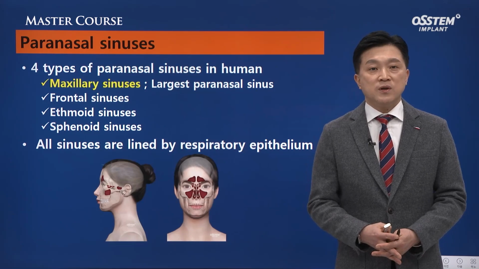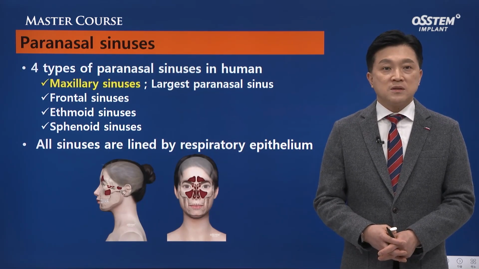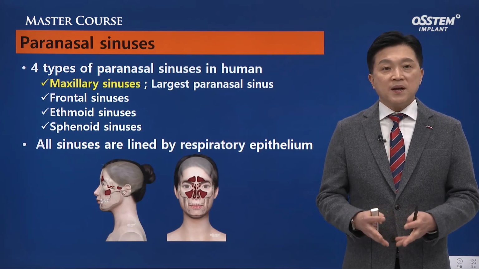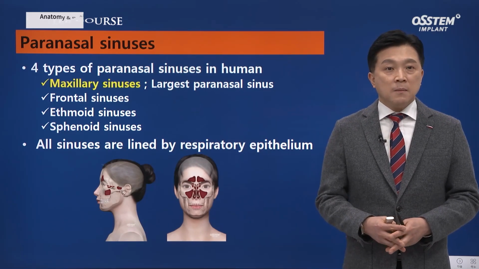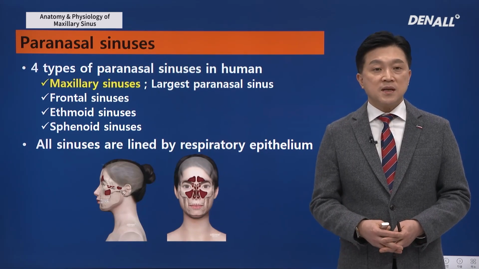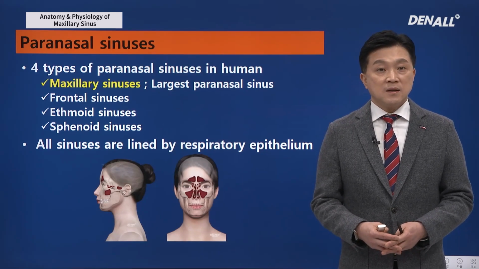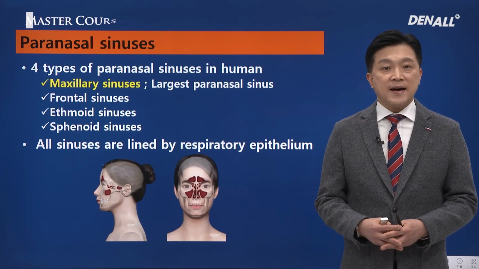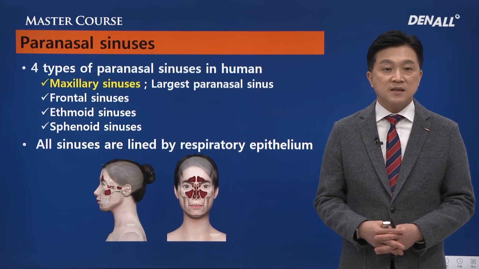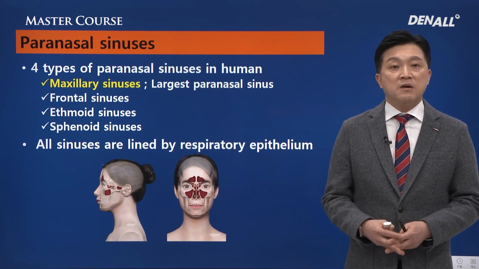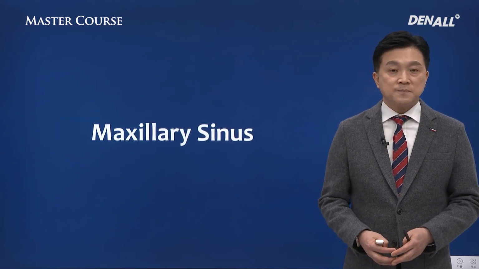Let's take a closer look at sinus surgery. Sinus is a type of paranasal sinus. Paranasal sinus include maxillary sinus, frontal sinus, ethmoid sinus, sphenoid sinuses. And maxillary sinus is the largest paranasal sinus, and all sinuses are lined by respiratory epithelium. Today we're going to talk about maxillary sinus.